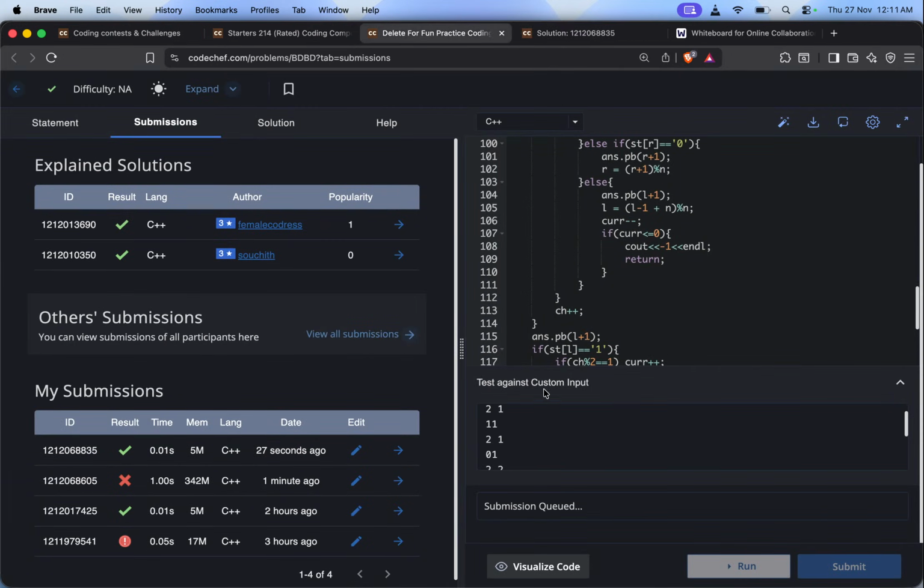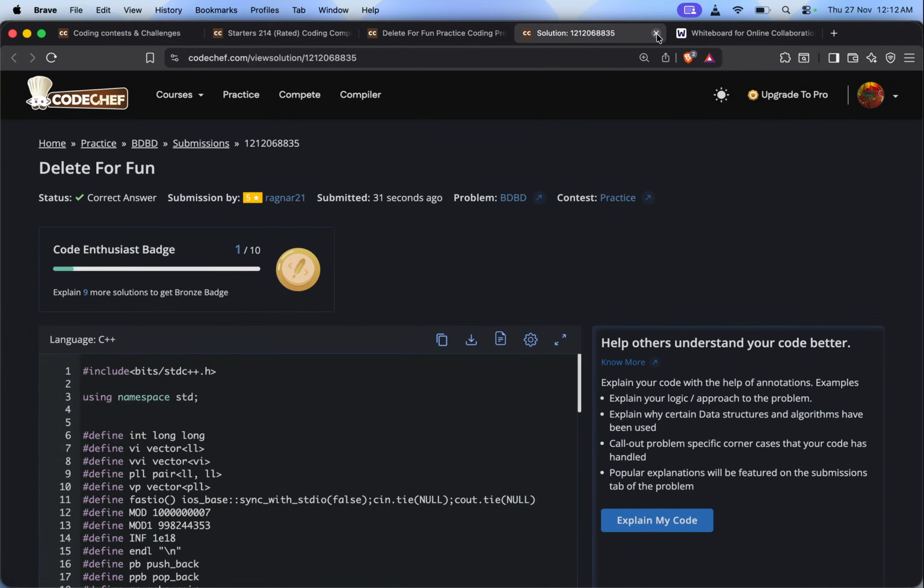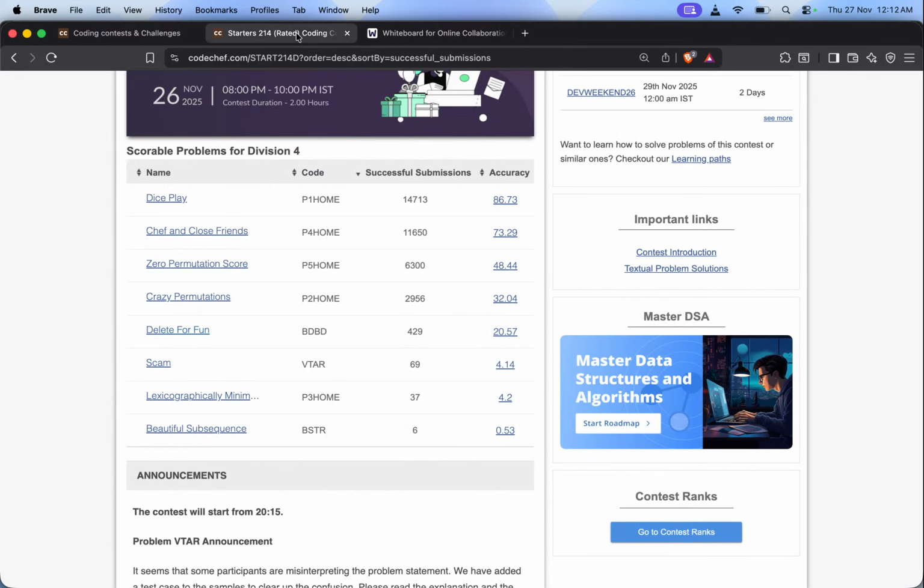This is it. Our solution is accepted. Now let's move to the next problem.